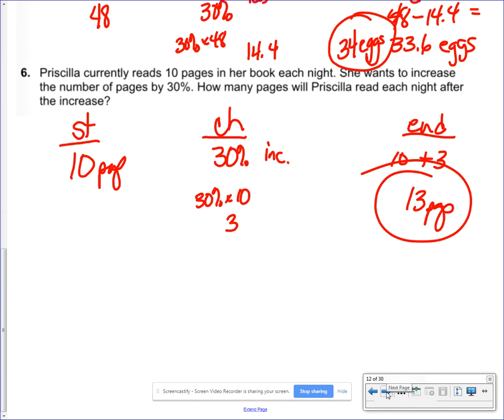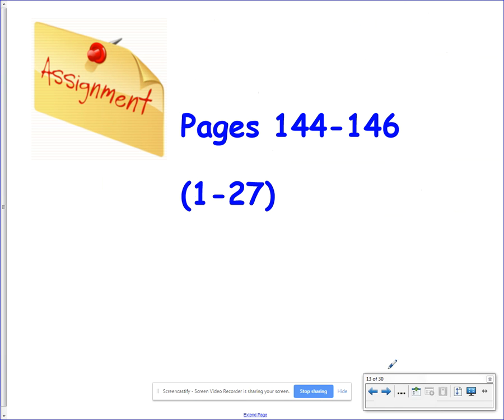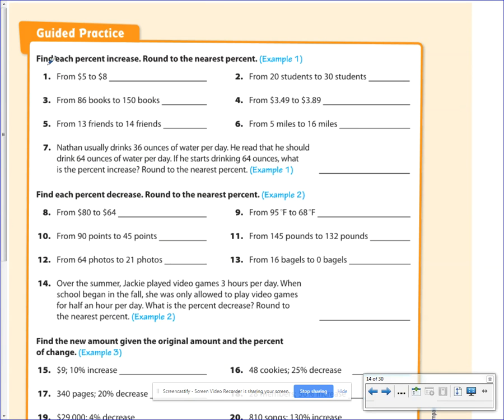Here's what I want you to do. You turn in your book to page 144, and I want you to work on this. This is page 144 to 146, I believe. I want you to do problems 1 through 27. Good luck. May the force be with you.